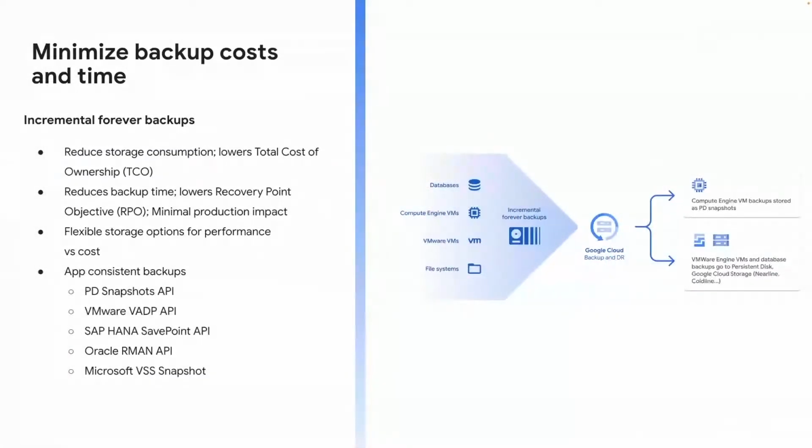Let's talk a little bit about how we actually accomplish this. First and foremost, in order to reduce your total cost of ownership, we take backups in an incremental manner all the time. That means we don't have to take full backups. We take it only once. And after that, we are just incrementally backing up that data. That is an incredibly efficient way to store the data, which reduces your total cost of ownership.